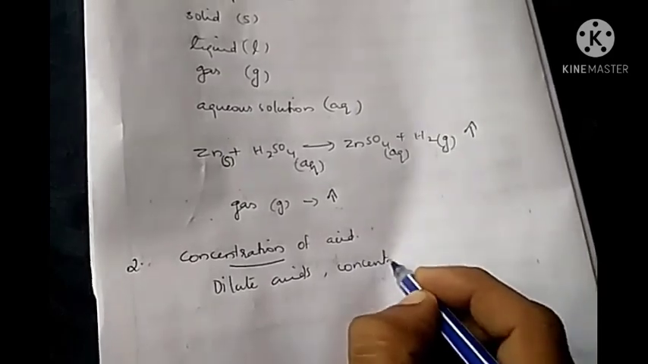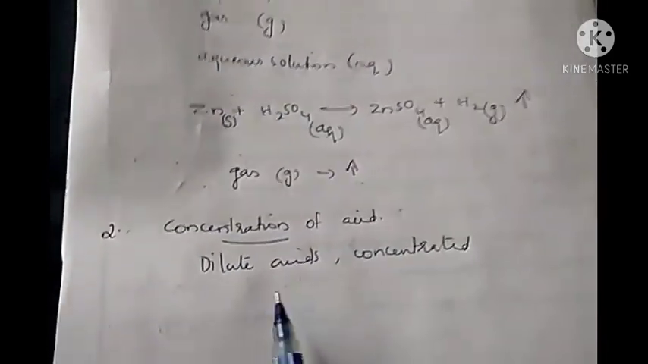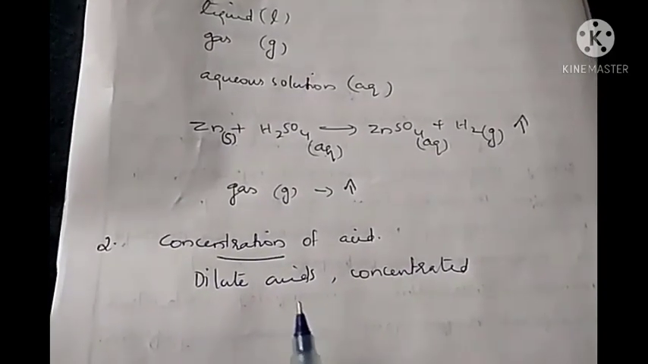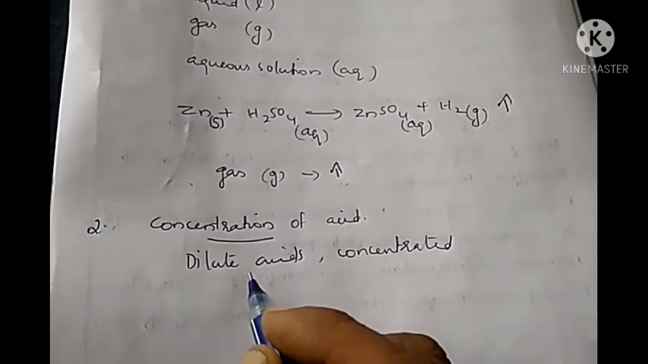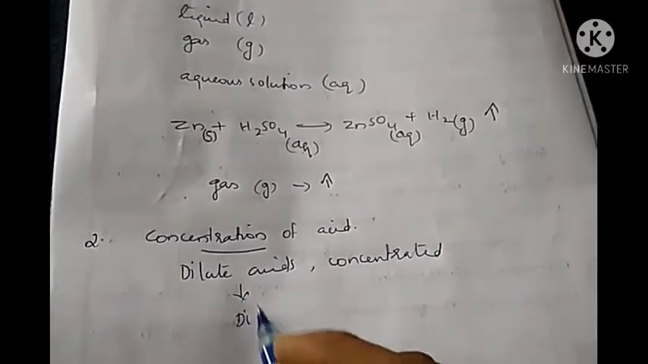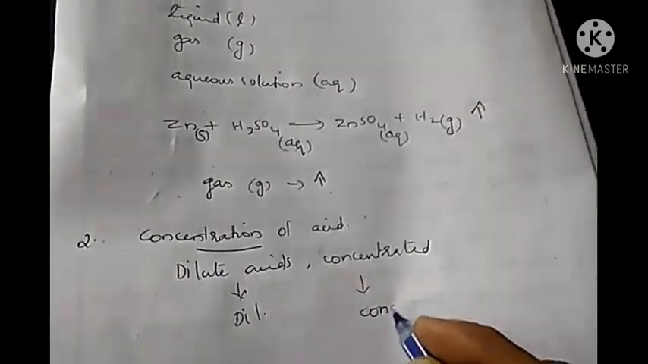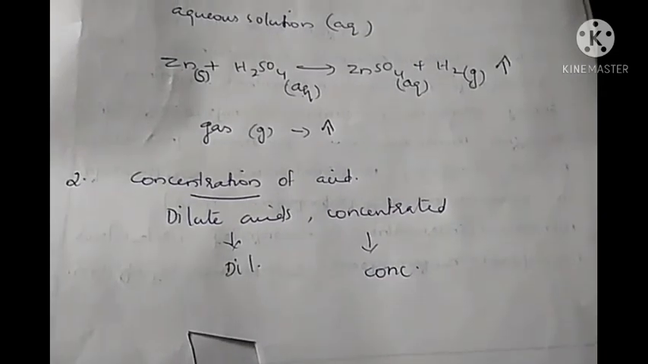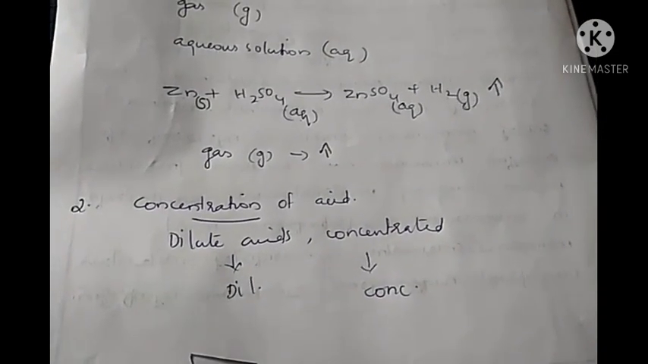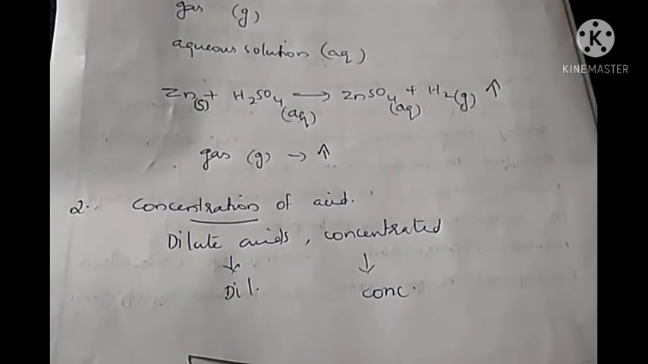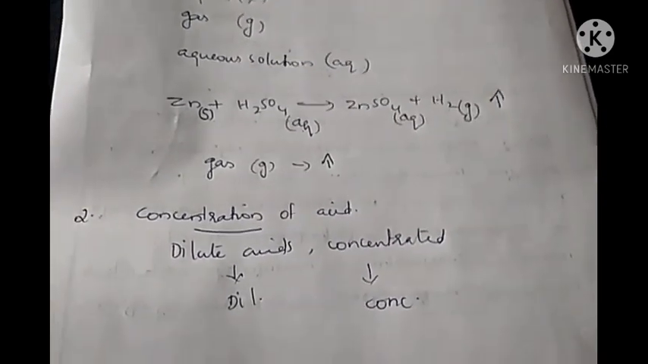Concentrated acids means they are not mixed with water. Dilute acids means they are mixed with water. Okay. So if it is dilute acid, we can use the short form DIL, that we can represent in the equation. And if it is concentrated acid, we can write CONC. Okay. So suppose a reaction involves acids, we can represent in the equation whether it is dilute acid or concentrated acid by using these short forms.